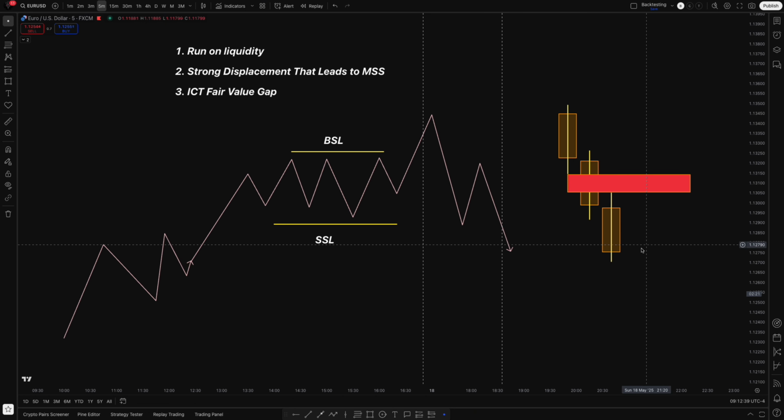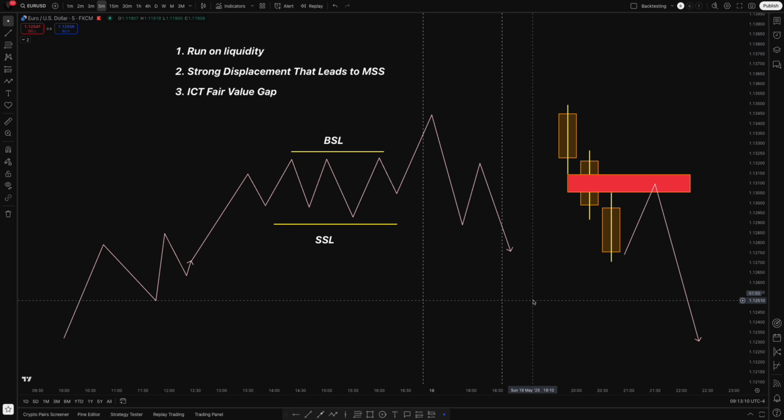Now, what we're looking for is for the price to retrace back into this fair value gap. And right here, we will look for entries, because the price is very likely to react to this level, and it can act as a resistance or a supply level. And we will look for further move downside, okay? So the fair value gap will be our entry.